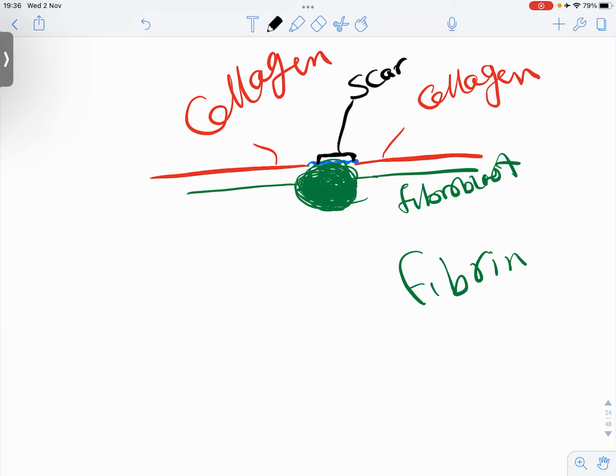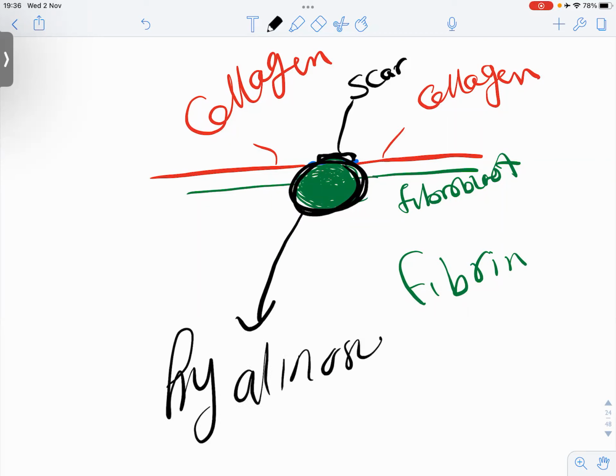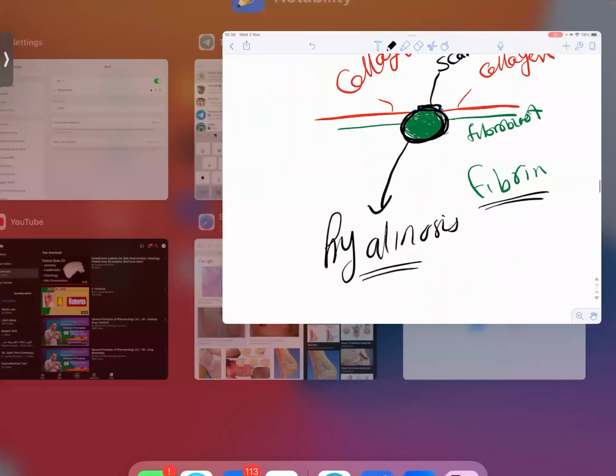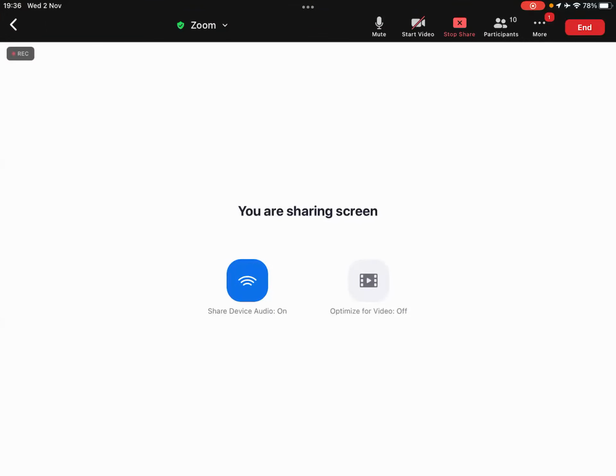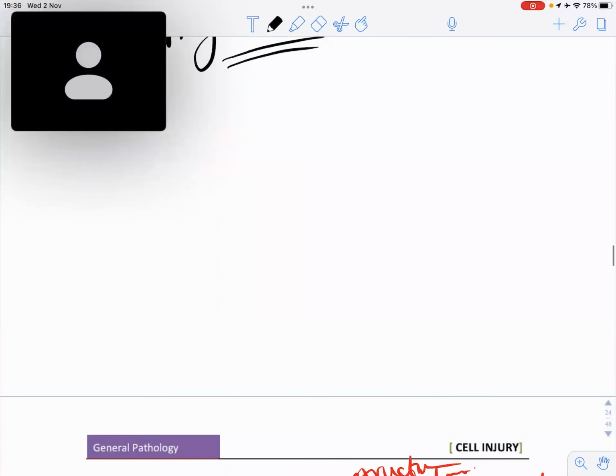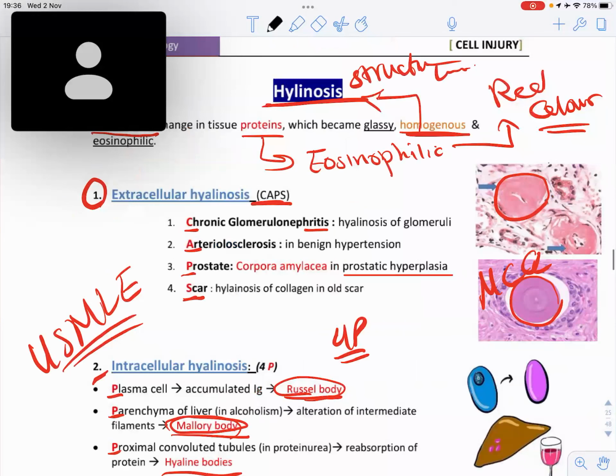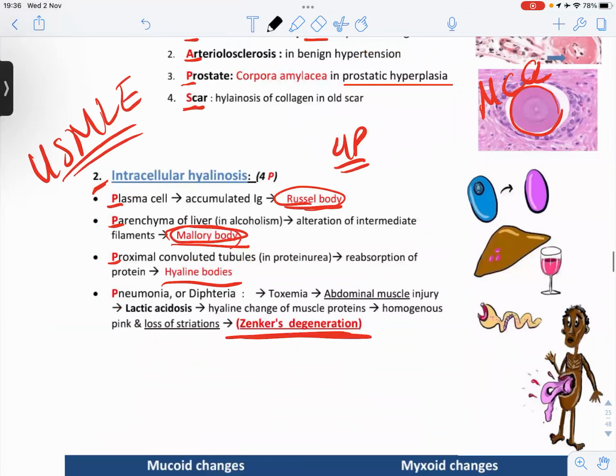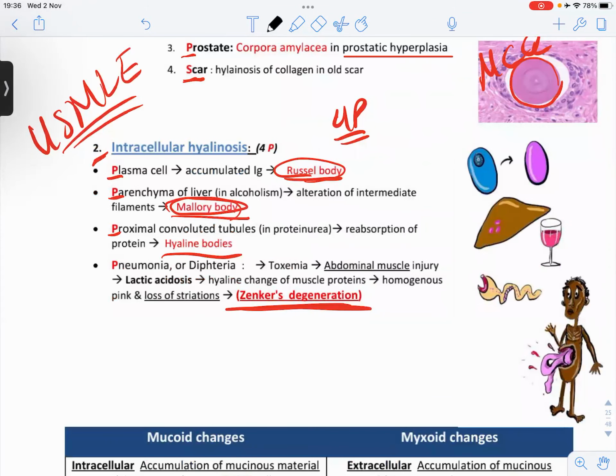It can be a permanent scar. So this accumulation of fibrin is called hyalinosis, because it's an accumulation of some protein. Extracellular ones are CAPS C4: Chronic glomerulonephritis, A for arteriosclerosis, P for prostate, prostatic hyperplasia, S for scar, and intercellular hyalinosis for P.